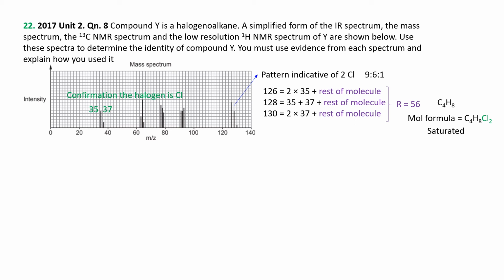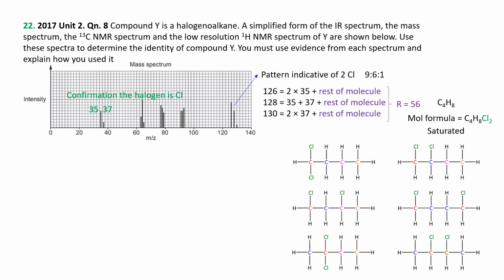Okay, so already at this point, we know the molecular formula. We know there's no rings, there's no double bonds. It is just a form of dichlorobutane. And there are 6 isomers of dichlorobutane: the 1,1, the 1,2, the 1,3, the 1,4, the 2,2, and the 2,3.